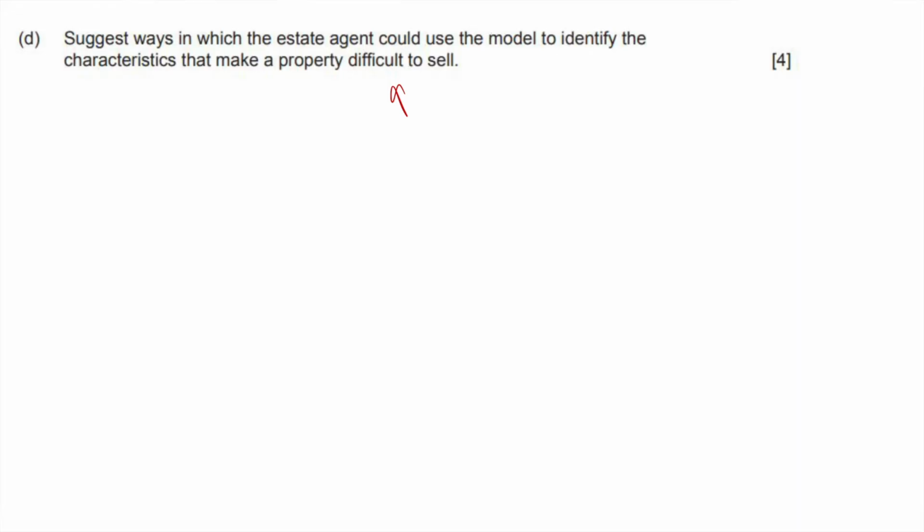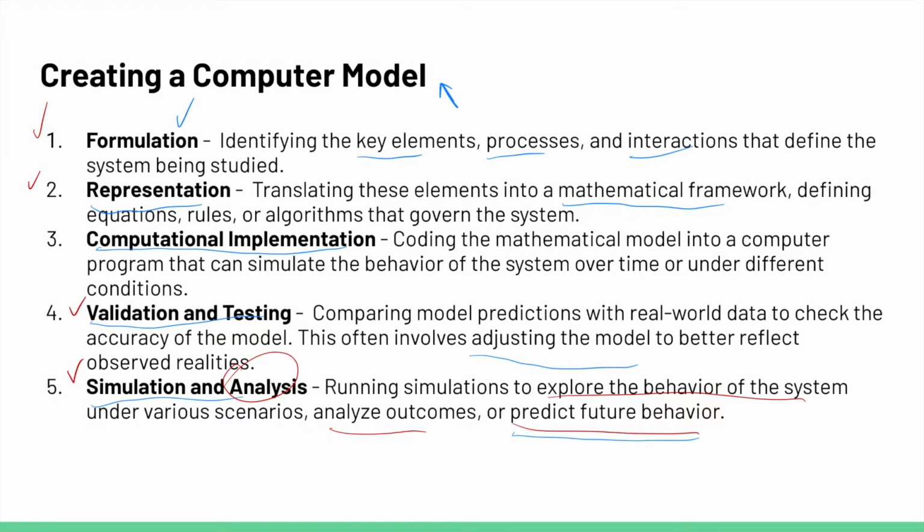So that brings us to the end of this problem. Let's look at some other characteristics of computer modeling. Then we're going to have validation testing, so comparing model predictions with real-world data to check the accuracy of the model. This involves adjusting the model to better reflect observed realities. Now we're not going to directly do this in the exam, but we might have a question surrounding validation and testing after we've written some pseudocode or created some sort of spreadsheet model.